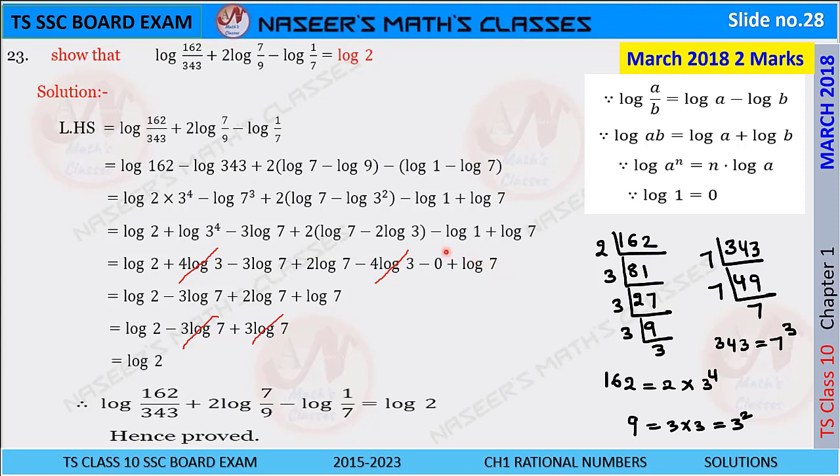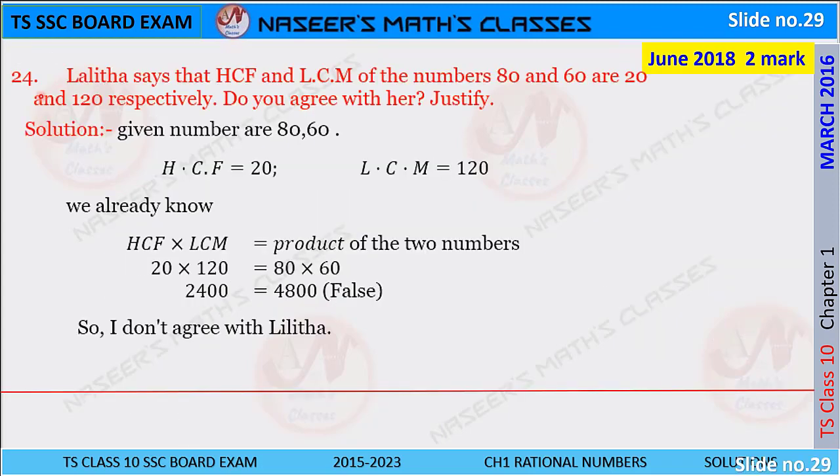Next, we already know that log 1 is equal to 0. Then we write the log 1 value as 0. Next, we can write the remaining terms as log 2 minus 3 log 7 plus 2 log 7 plus log 7. By adding 2 log 7 plus log 7 we get 3 log 7. Now we can cancel minus 3 log 7 and plus 3 log 7. Then we get log 2. Therefore, log 162 by 343 plus 2 log 7 by 9 minus log 1 by 7 is equal to log 2. Hence proved.